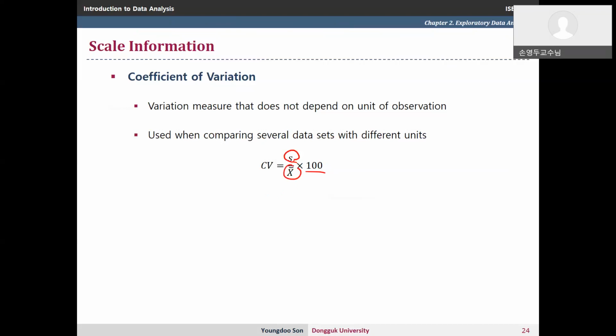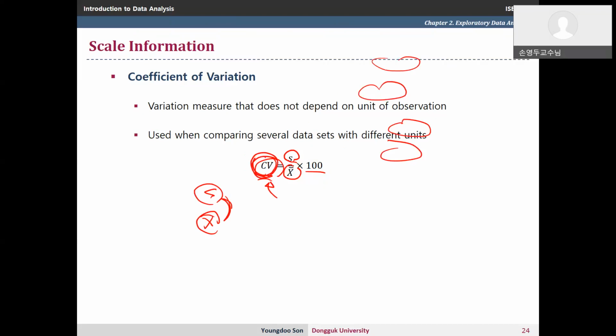One good thing about this coefficient of variation is that because the standard deviation and the mean have the same unit, it does not have any unit here. So if we have different data sets with different units, then we can easily compare them with the coefficient of variation.